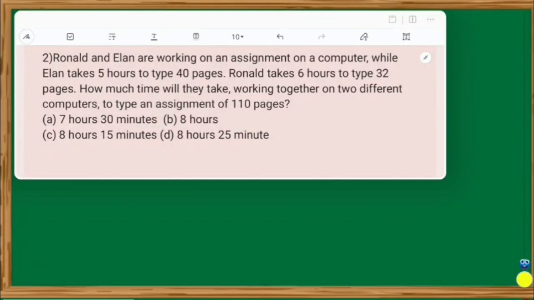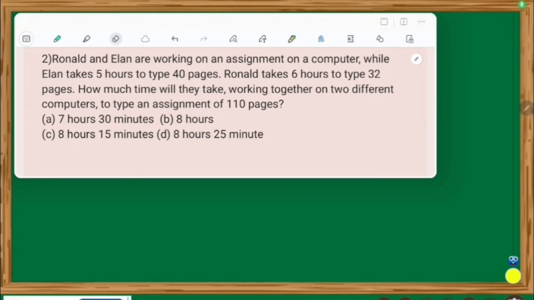Okay, look at the second question. Ronald and Ellen are working on an assignment on a computer. While Ellen takes 5 hours to type 40 pages, Ronald takes 6 hours to type 32 pages. How much time will they take working together on two different computers to type an assignment of 110 pages? 4 choices are given. At first try yourself. Okay, look at the answer.